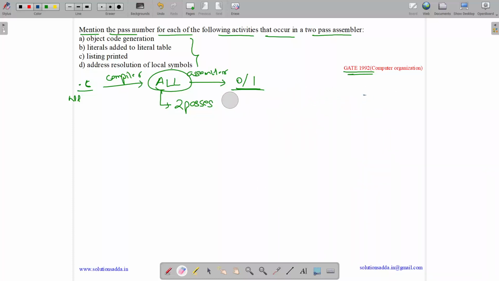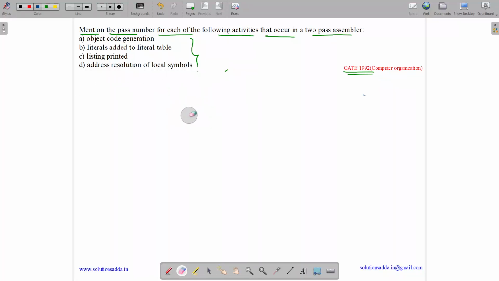Now in two passes various things are done. Let me show you what all things are done.